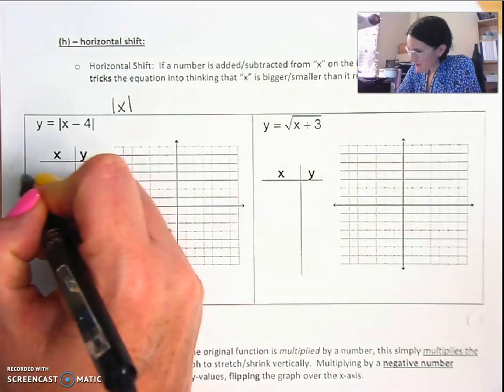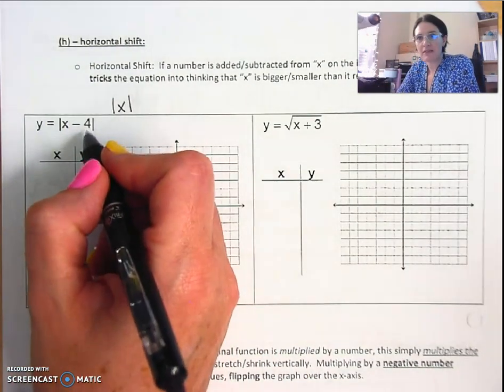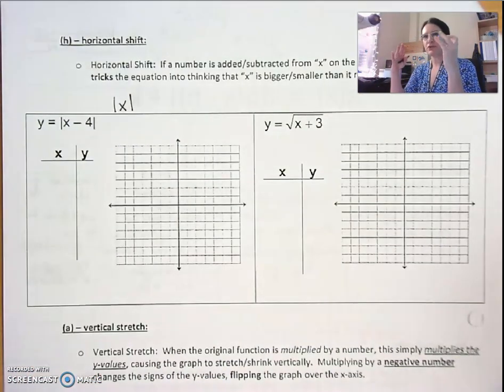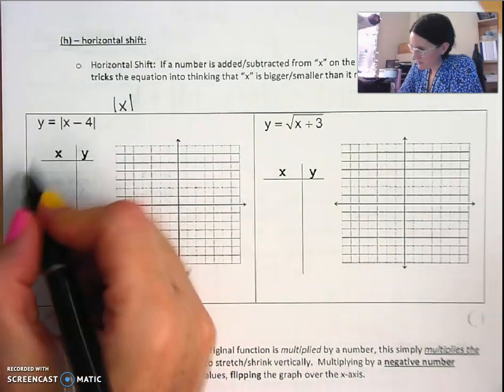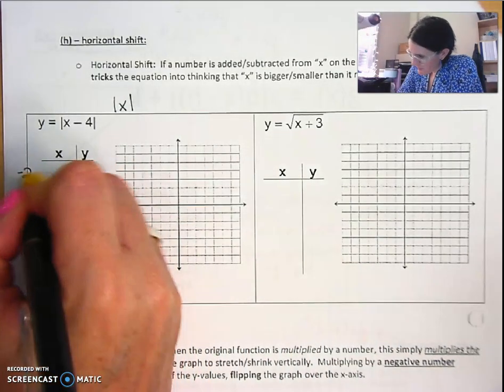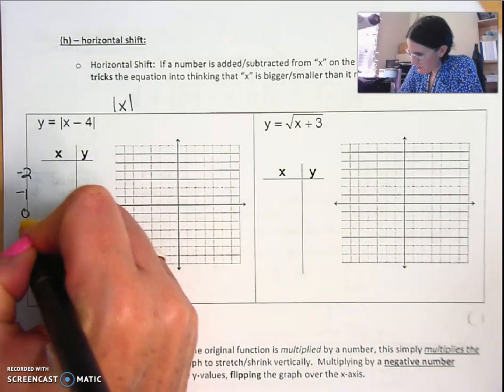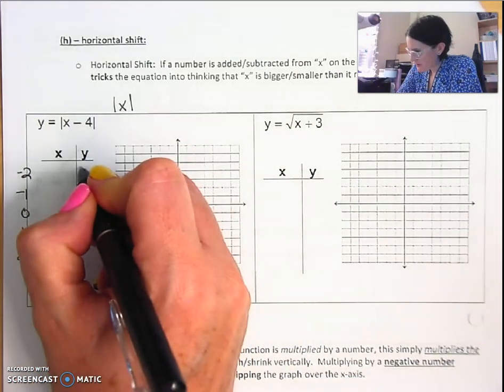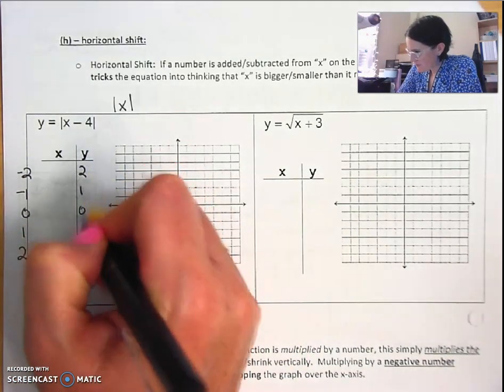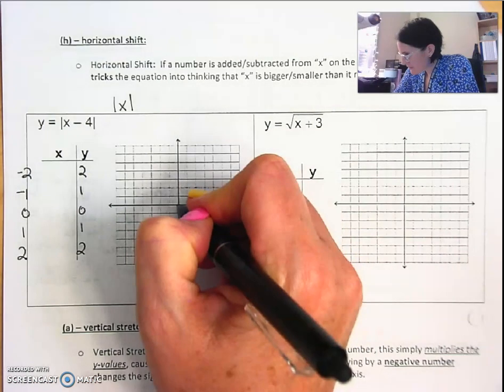And I'm going to come out to the left a little bit because I know I'm about to change my x's. Minus 4 is a horizontal shift. You're going to be adding 4 to all of your original x values. So I'm going to write these over here, -2, -1, 0, 1, 2. My y values were all positive. Here's the parent function.